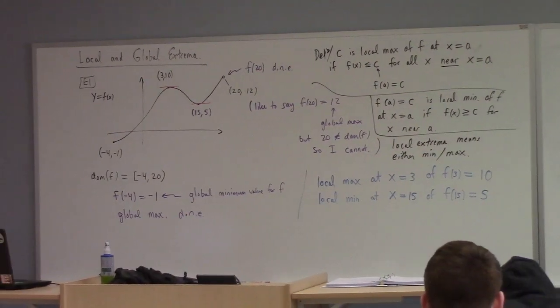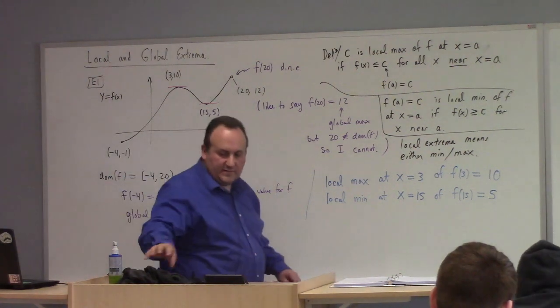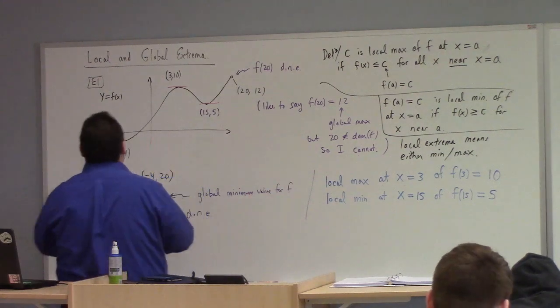Yeah? Now, do you have to have a local maximum or local minimum at a critical point? Is it necessary? Let's look at an example. Let's think about this a little bit.